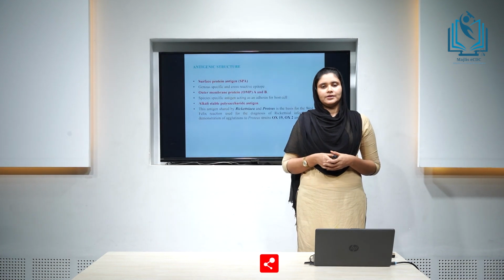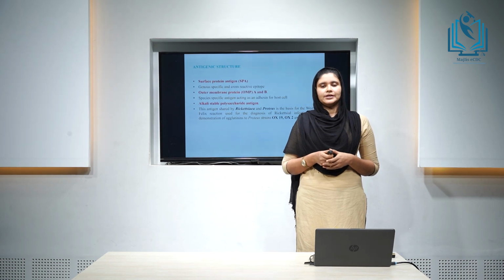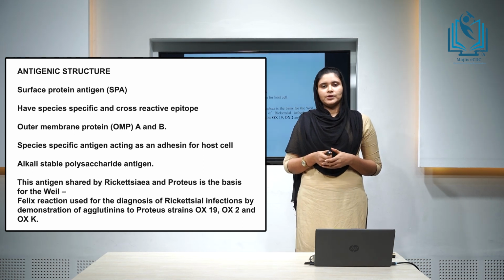Then next is about their antigenic structures. These Rickettsial species consist of three antigenic structures, namely surface protein antigen, outer membrane protein and alkali stable polysaccharide antigen. Here surface protein antigens are genus specific and carry cross-reactive epitopes. That means they are cross-reactive with the other species.